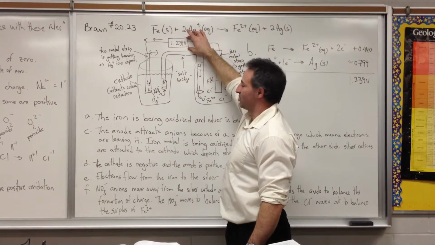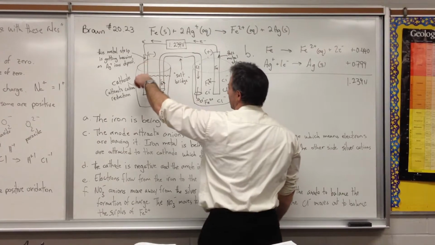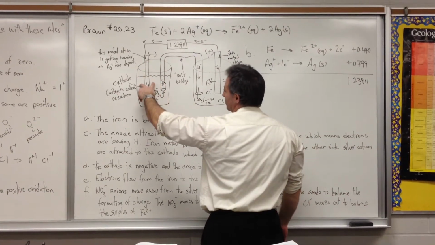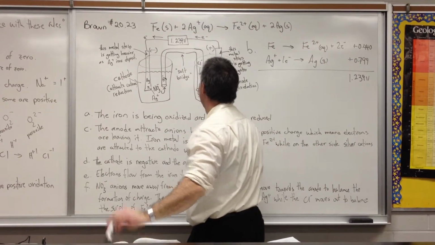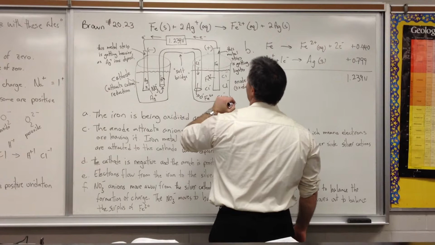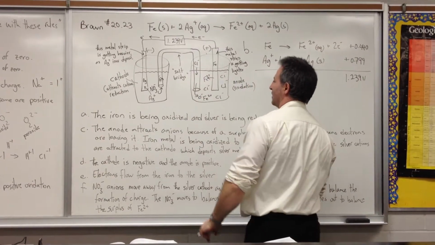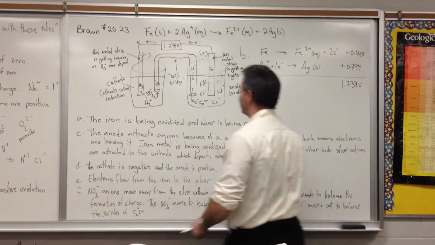This represents a voltmeter attached to the two electrodes dipping into the solution. This solution is composed of silver nitrate. This solution is composed of ferrous chloride. So these metallic electrodes are immersed in that solution. This is an iron electrode. This is a silver electrode.